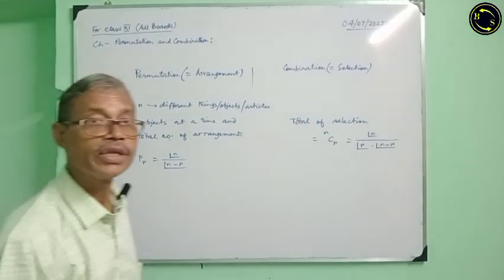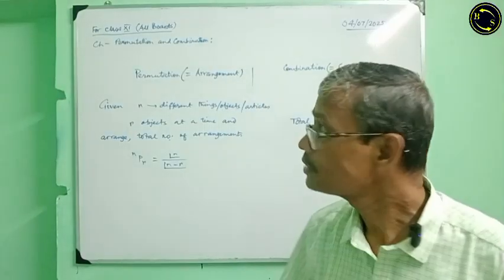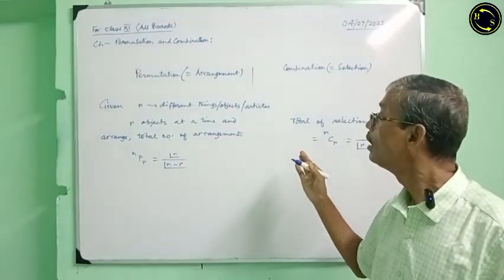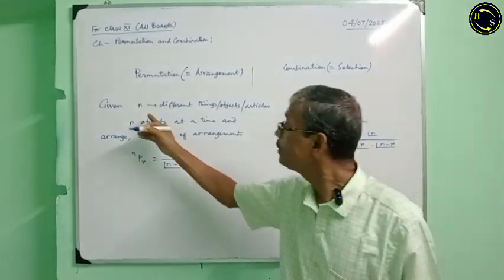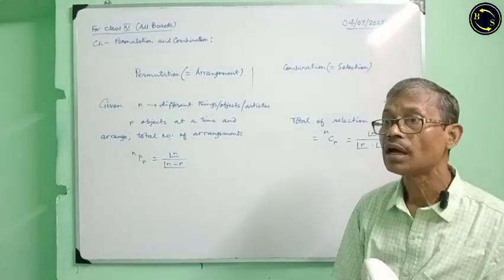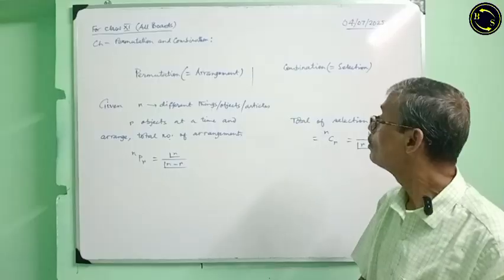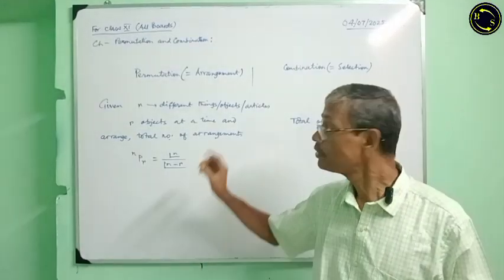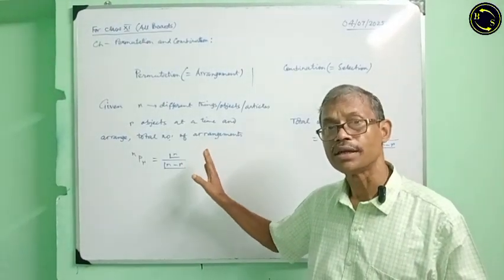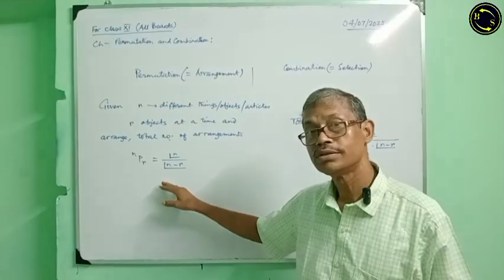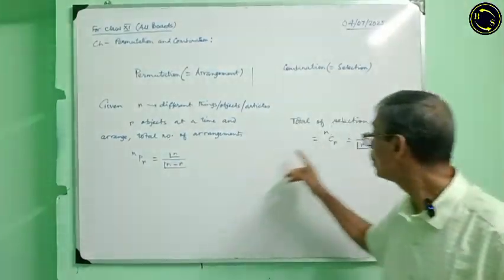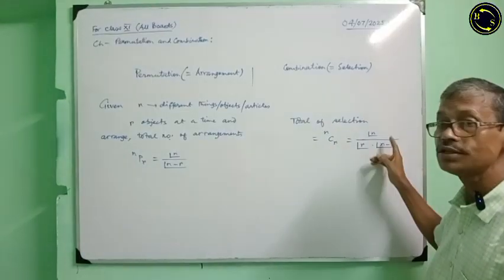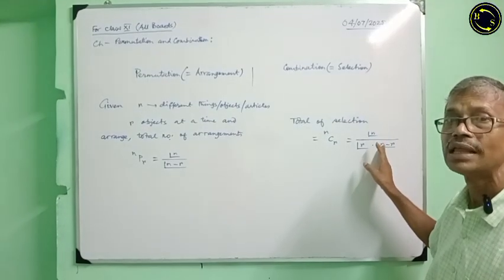Students, you follow this. I have discussed here side by side. I think it will be easier to understand. Out of n different things, articles or objects, we are taking r at a time and arrange. Now total number of arrangements will be this and total number of selections, that is combination, will be this.